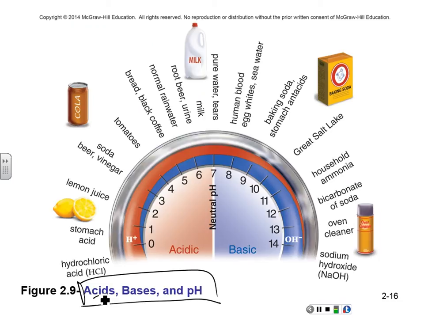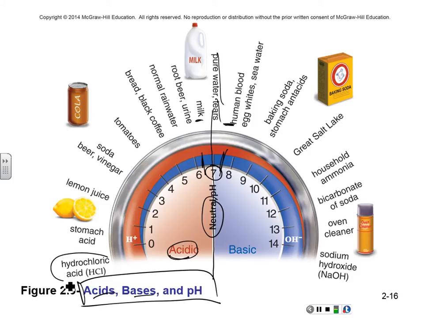So back to acids and bases. This is the neutral line, and 7 is neutral, pure water, tears. You can see milk is close and blood is close. They're within this narrow range of what's neutral.